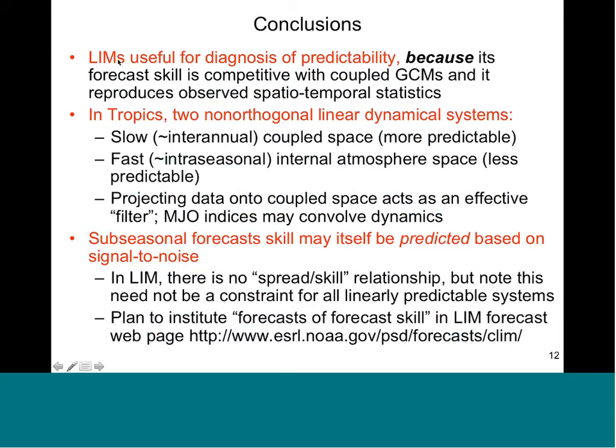so what I'm trying to show here is that basically we can use these limbs to diagnose predictability because the skill is competitive with these GCMs and because it's able to reproduce variability. And what we're finding is that there are these two separate spaces. There's essentially a coupled space, which is more predictable, and an internal atmospheric space, which is essentially less predictable. And so it's going to be tricky then to try to identify a pure MJO-like skill.